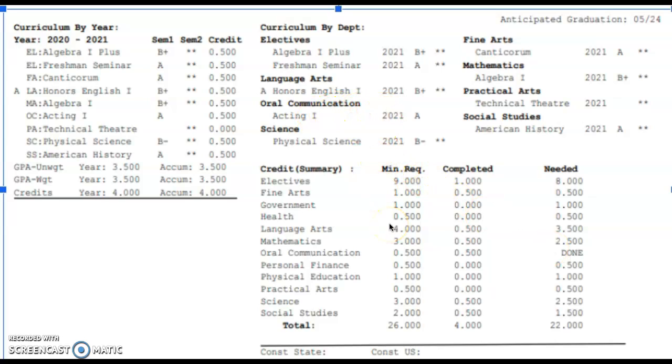So that's a really good overview of a transcript. You will need this transcript as you build your ICAP and as you enroll. So go ahead and go find it so you can work with it when you build your ICAP.